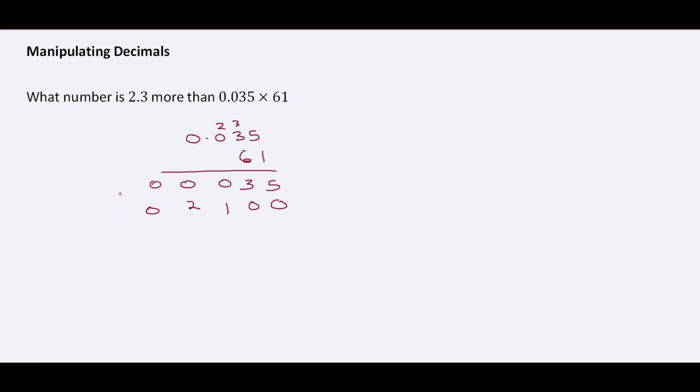So let's add from the right. So we have 5, 3, 1, 2, 0. So how many decimal positions did we move? So we have 1, 2, 3. Those are the decimal positions. So we're going 1, 2, 3 also. So we have 2.135. So what number is 2.3 more than 2.135?